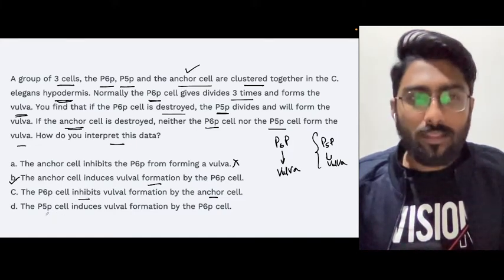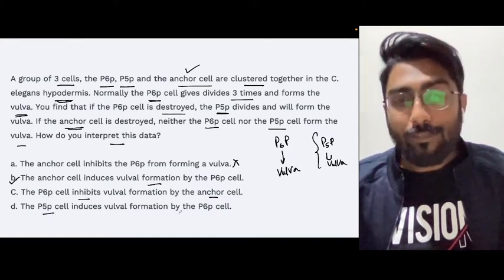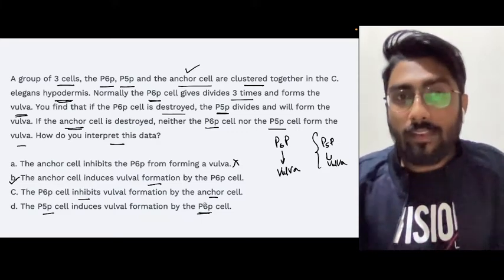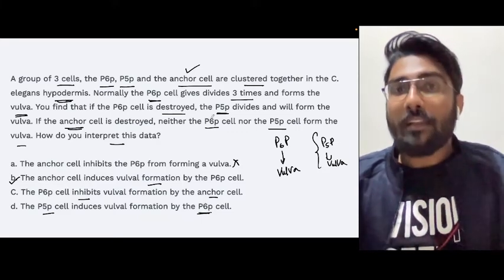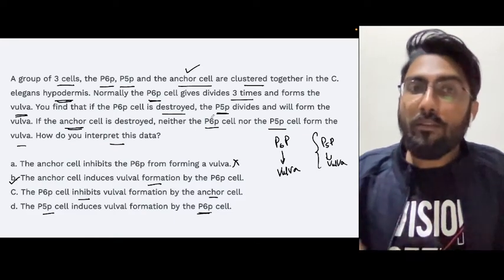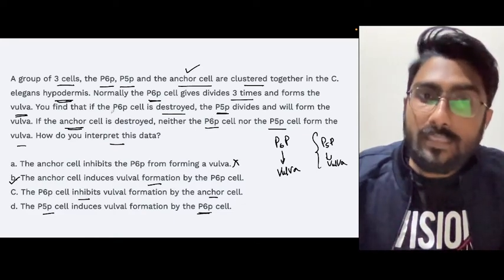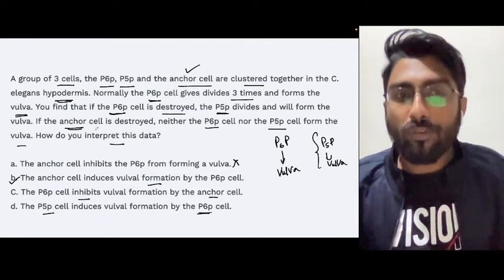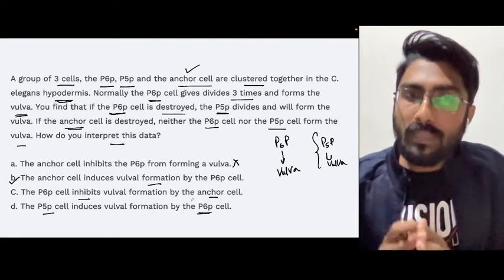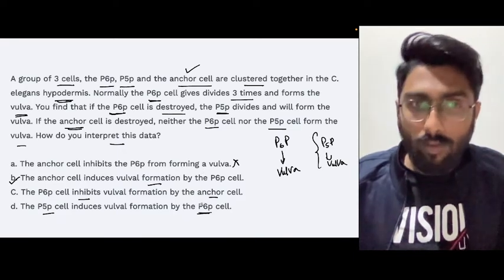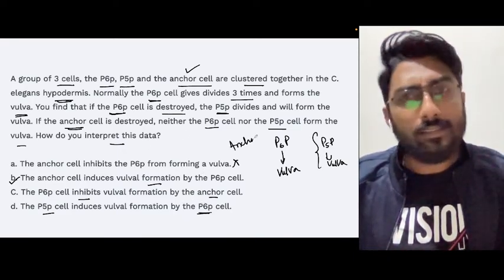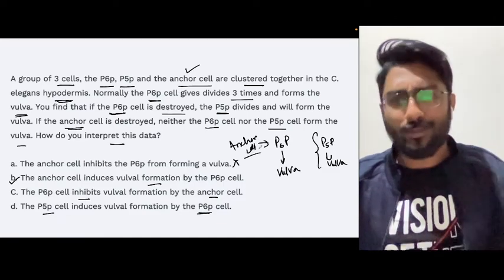No, it's not inhibiting. The P5P cell induces vulval formation by P6P cells. No, it's not written that the P5 cell is forming the vulva. It will form the vulva if P6P is absent. If at all P6P is present, then it is not going to form the vulva. So here the P6P is present, so it is going to form the vulva. So it will not induce the vulva. So the one that induces is the anchor cell, obviously. And this is a classic concept also.